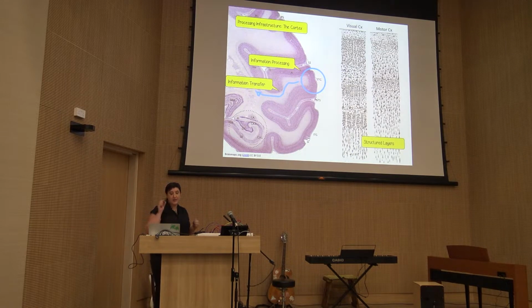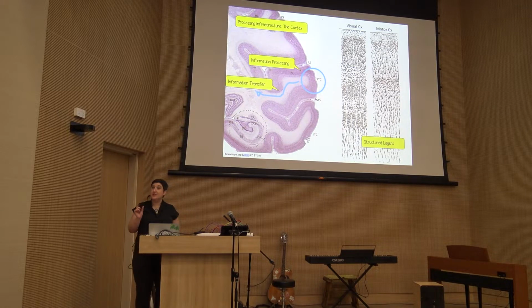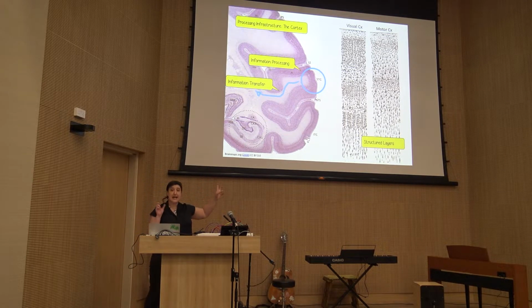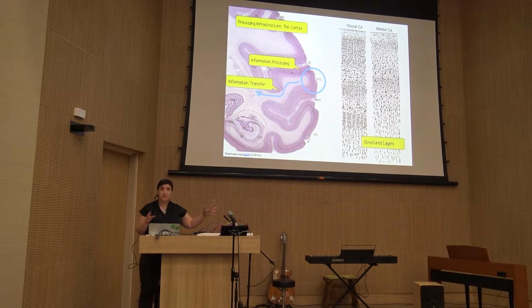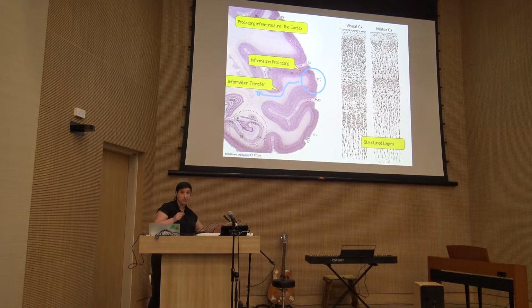And when we look at the cortex in different regions of the brain, what we can see is that the little neurons are stacked up differently. So different parts of the brain have different structural organization that assists with the different jobs that they do. So we have these structured layers.